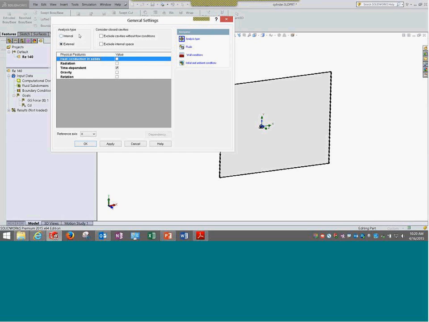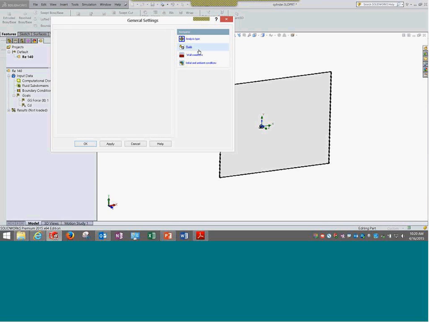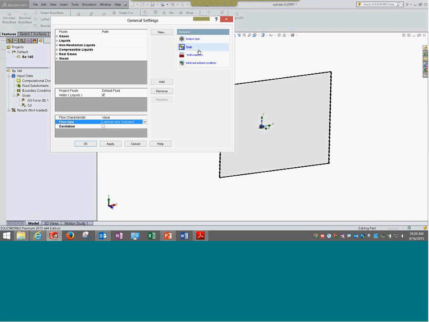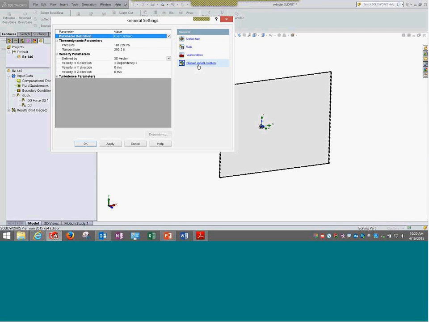in the wizard. In terms of selection, we are selecting external analysis. There are not many complexities involved, so these two checkboxes of excluding internal spaces are neglected. Fluid is water; water has been selected. Liquid conditions are default, and the only difference that comes up is this one.